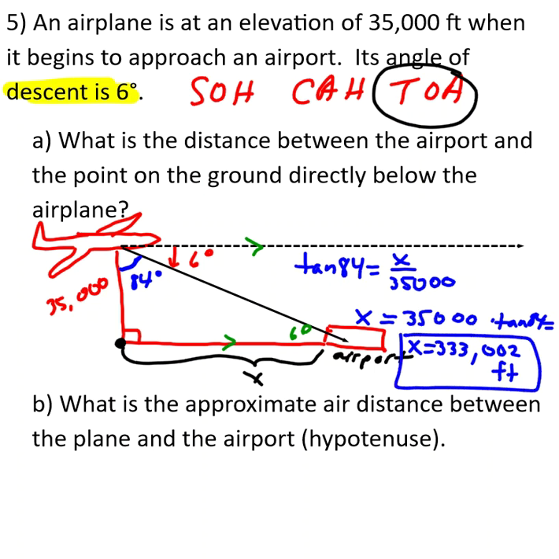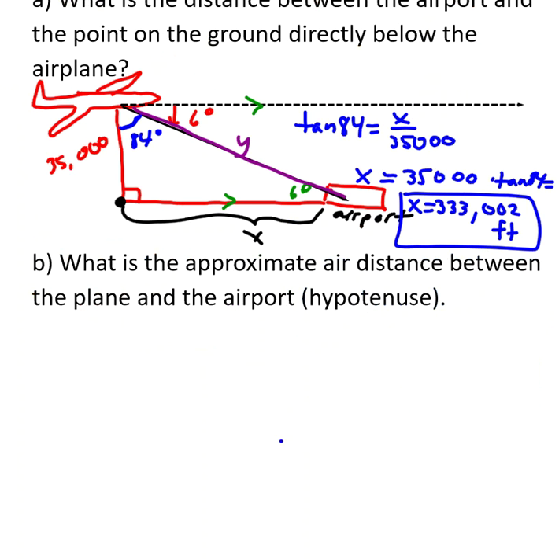So the next question says, what is the approximate air distance between the plane and the airport? That's asking for the hypotenuse. So I'm still going to work off of that same picture, but instead I want this length here. I'm going to call it y now because I've already used x. Now I want to use either cosine or sine to find it. And I want to use the 35,000 because I don't want to use this estimated one. Alternatively, I could also use the Pythagorean theorem with the two sides that I have there.